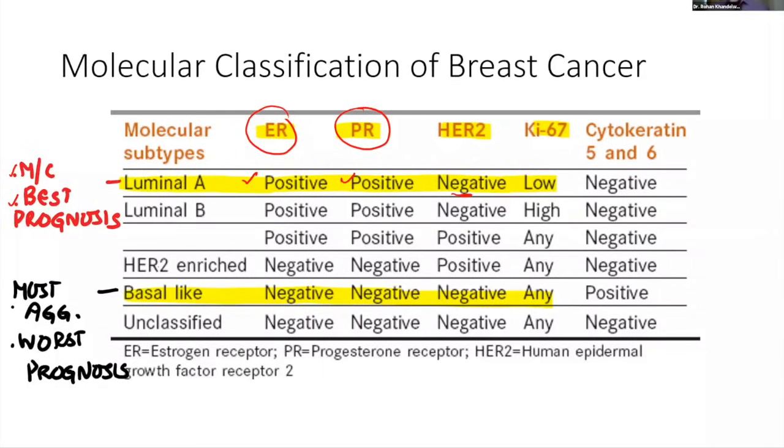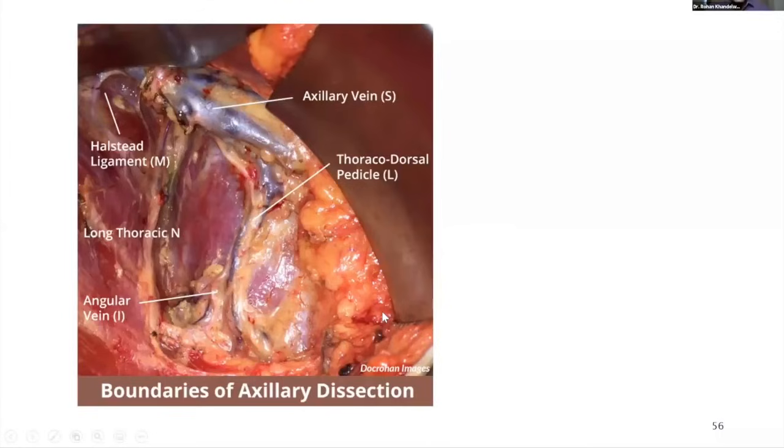Basal type is triple negative. All three are negative, ER/PR negative, HER2/neu negative. This is the most aggressive and has the worst prognosis. So these are the two types for the FMG exam. This much is enough.